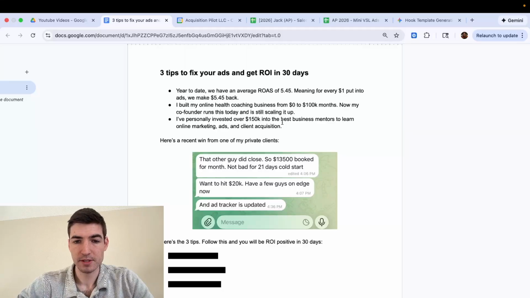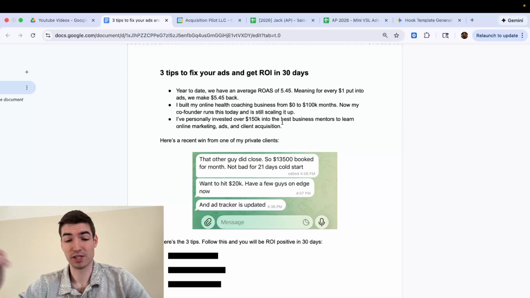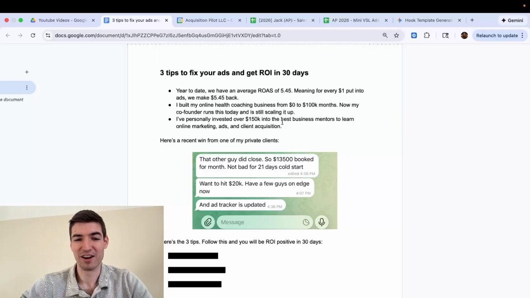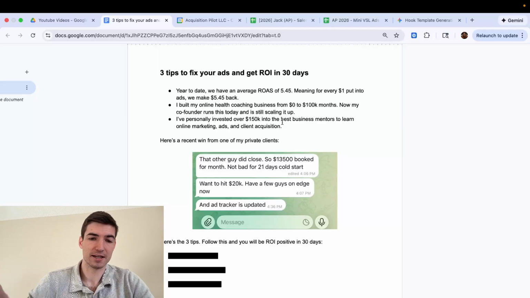Let's dive into the 3 tips to help you be ROI positive with your ads in the next 30 days. All right, so this will be especially applicable if you're someone who's trying to run ads right now, you're a beginner, or you've tried ads in the past, you just got a bunch of unqualified leads, or it just wasn't profitable overall. Here's how to fix that in the next 30 days.